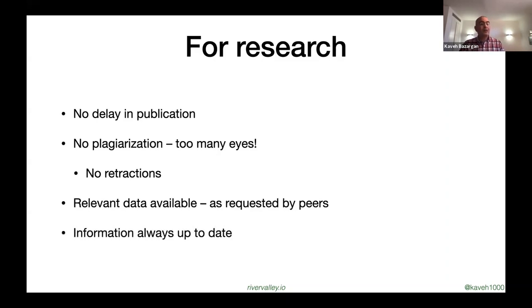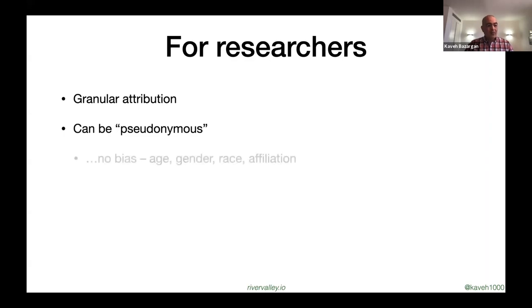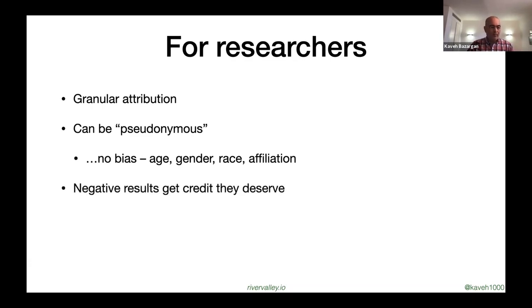Information is always up to date. It's a live site. And for researchers, they get granular attribution. So people know that Kaveh is good at experiment, but not in theory. I can be pseudonymous, which means there's no bias. So if I'm a young black woman in Botswana and I want to contribute, I can. No one knows who I am.